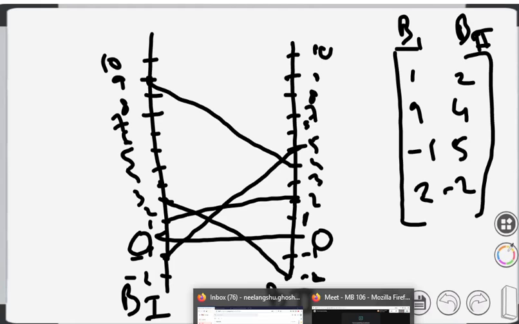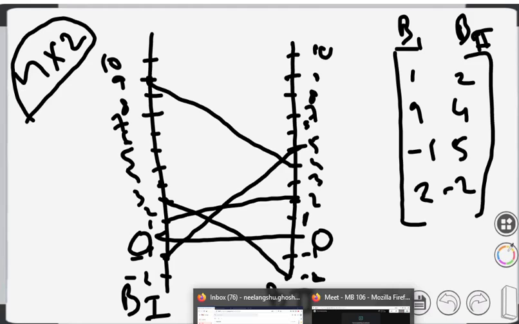Okay. Now for an n cross 2 matrix, we have to consider the upper envelope, the upper closed region, the uppermost part of the graph. So this is the upper envelope.